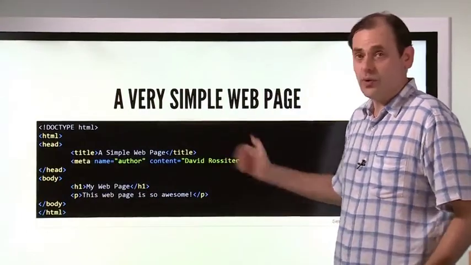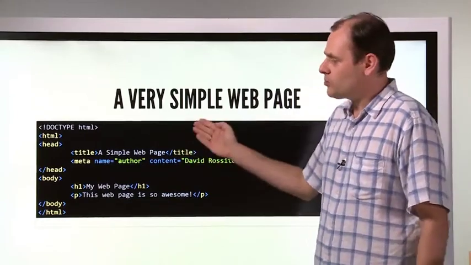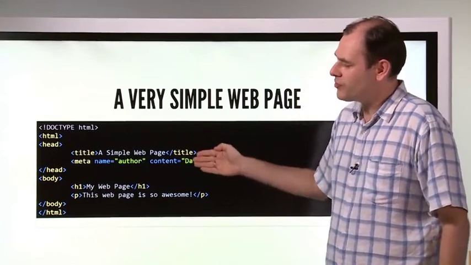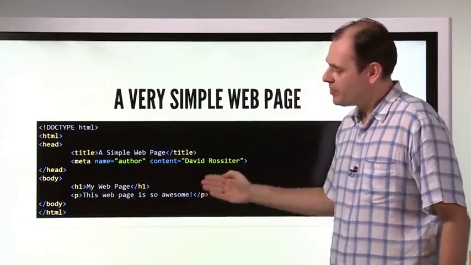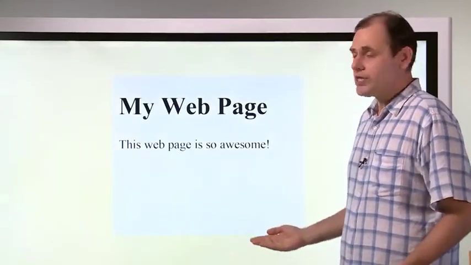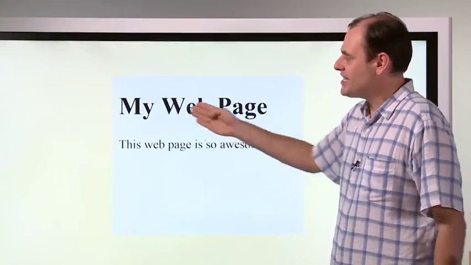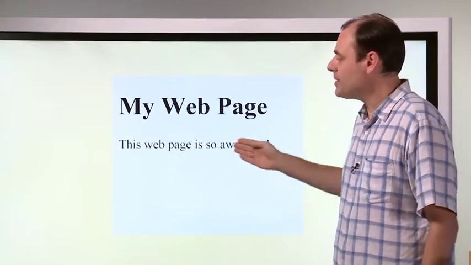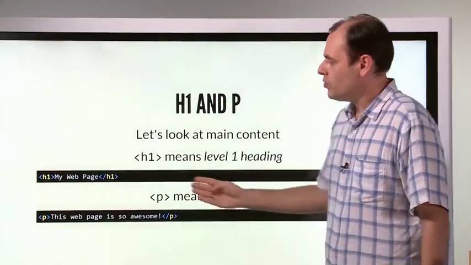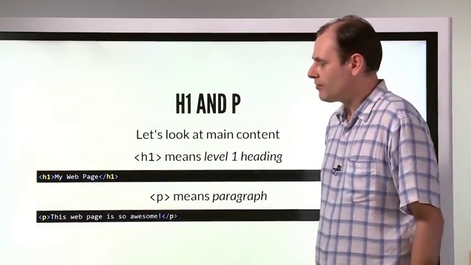So our first web page, there's the complete source code. And we've done the things that we saw on the last slide, and we've added a few extra things. A couple of extra things in the head section, a couple of extra things in the body section as well. This is what it looks like. My web page. Web page is so awesome. Very simple. That is the H1. That is the P that we saw, paragraph. So we saw H1, the top thing, and we saw P, the paragraph.